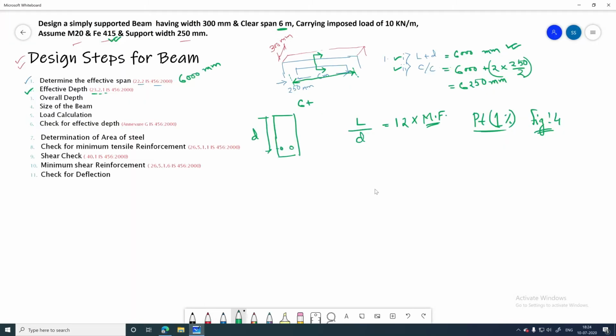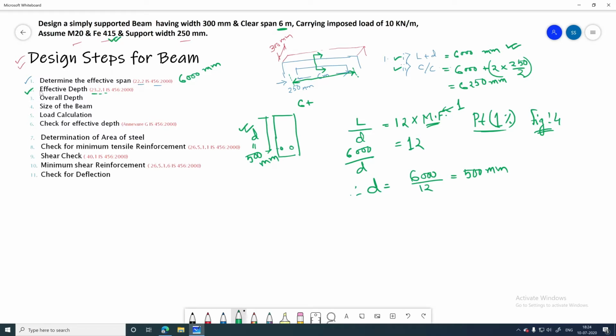Now we put this modification factor over here. So ultimately we got the value 12. And what is L? L is the effective span, that is 6000 by D. Now from here I got the value D, that is 6000 by 12, so it is 500 mm, right? So D equals 500 mm.